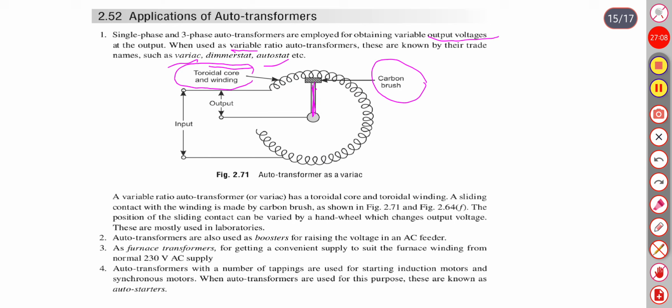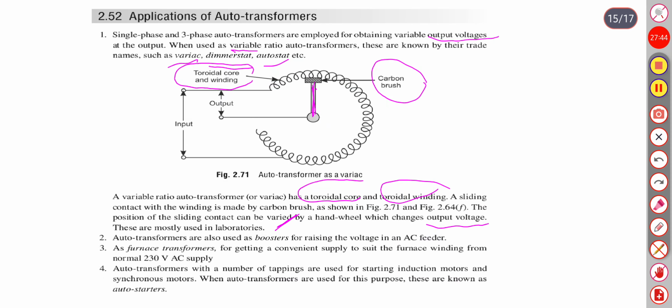A variable ratio autotransformer or variac has a toroidal core and toroidal winding. A sliding contact with the winding is made by a carbon brush as shown. The position of the sliding contact can be varied by a hand wheel, which changes the output voltage. These are mostly used in laboratories for testing purposes.